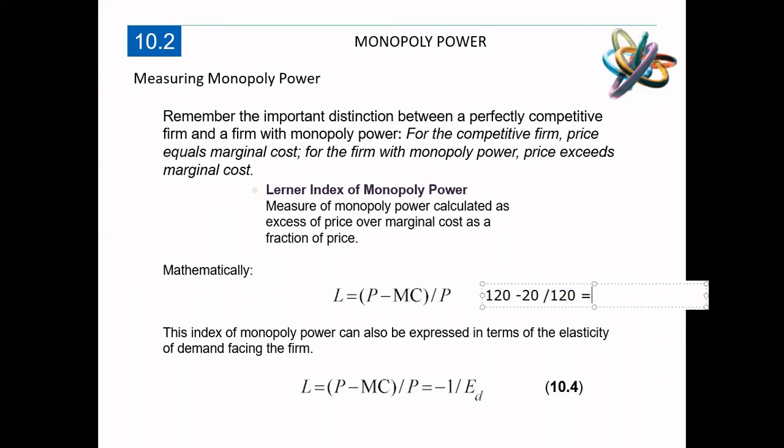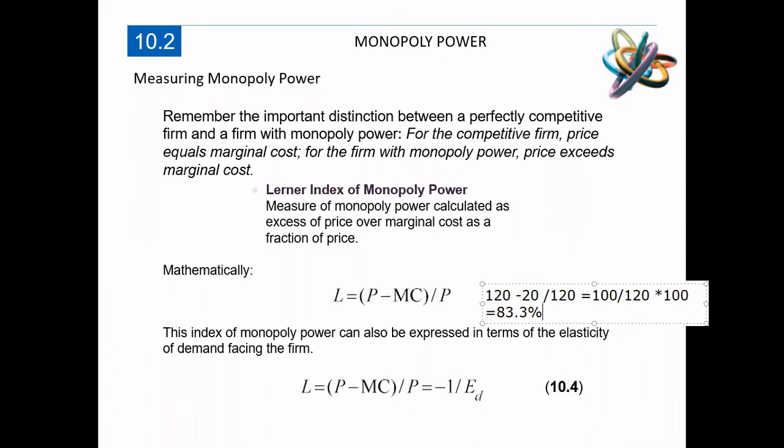So if we substitute here, you will have 100 divided by 120, and this index will represent 83% times 100. This represents an 83.3% concentration ratio. So they have a huge power because they have technology and innovation, and this is what we call the Lerner index.